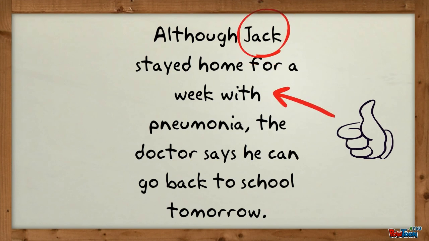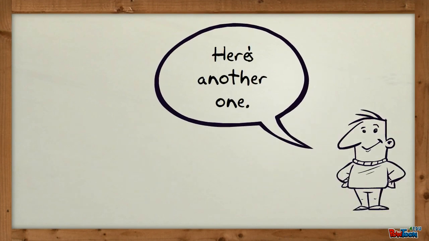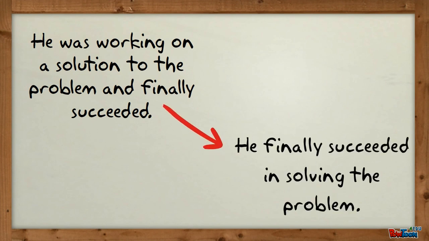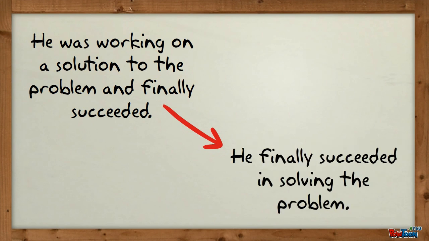We added Jack, so we know who it is. We know why he was out, and we know that he can go back to school tomorrow. One more. He was working on a solution to the problem and finally succeeded. Now that becomes, he finally succeeded in solving the problem. Here's a hint. Whenever you see a noun with the tion ending, a lot of times that can become the verb. For example, here, solution becomes solve.